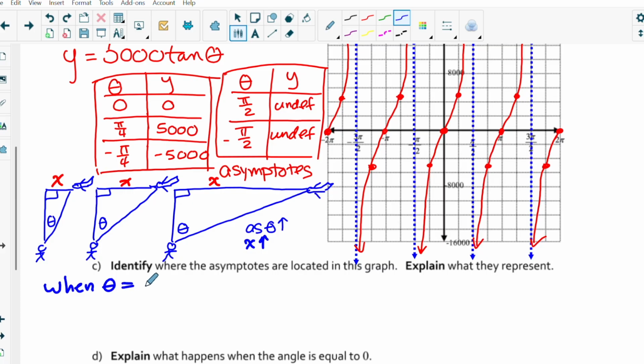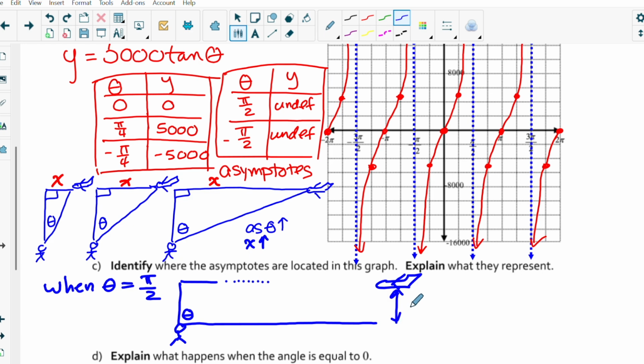when theta equals pi over 2, well, how can I draw that? Take a look. Here's the observer, here's the vertical distance, and here's the x value. For a theta of pi over 2, that's what this looks like. How can I have a triangle? We said that the airplane has a vertical height of 5,000 meters.